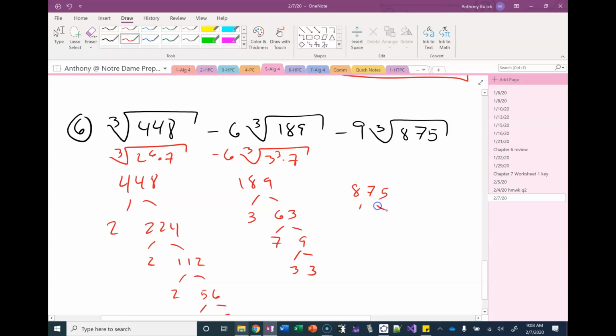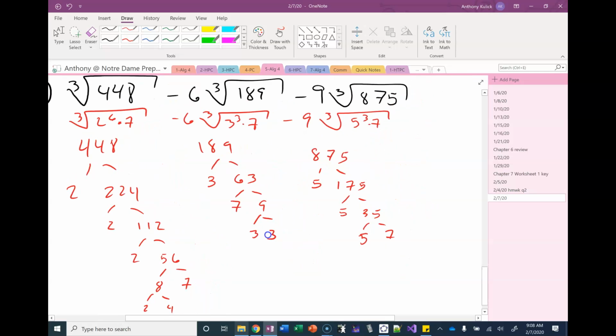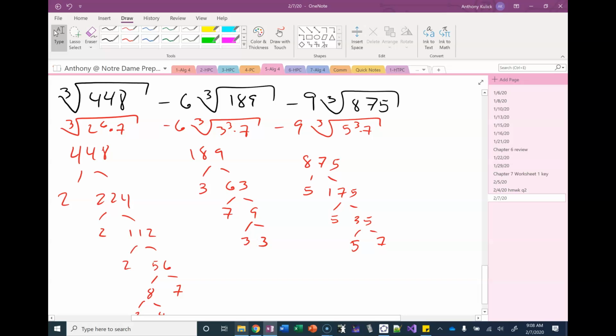And last is 875. Since that ends in a 5, I know it definitely is divisible by 5. So I have 5 and 175. And again, ends in a 5, so I know it's divisible by 5. That's 5 and 35. And then that's 5 and 7. So I have 5 to the 3rd times 7. Are we okay to hear, Madison?